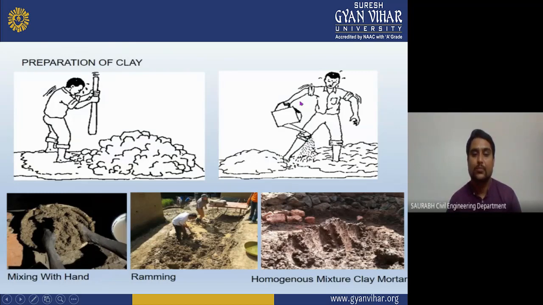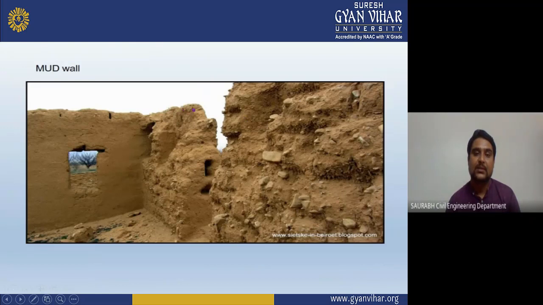For mud mortar, you have to prepare the clay first, and by mixing with the hand, render a homogeneous mixture of clay mortar. As you can see here, this is one of the walls which is made with mud mortar. Nowadays this kind of structure has generally finished in India, and that structure was very eco-friendly. Making this kind of house was a very eco-friendly method.